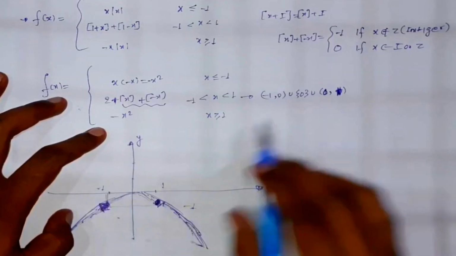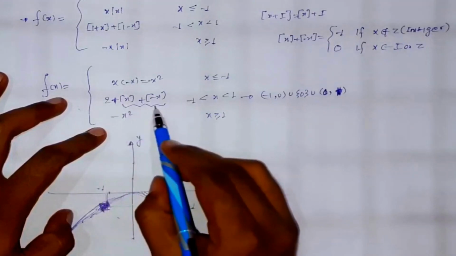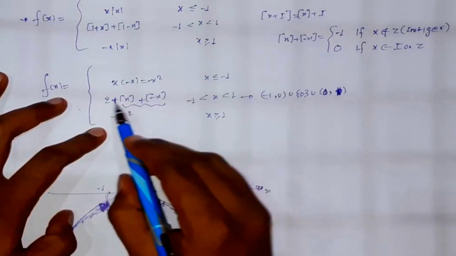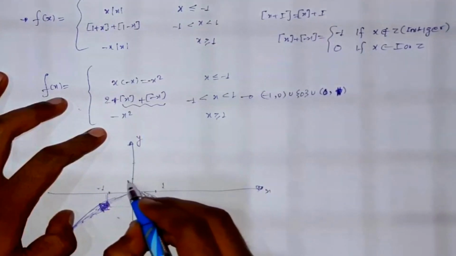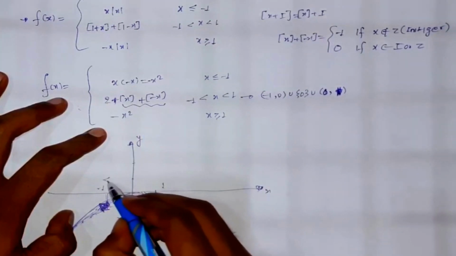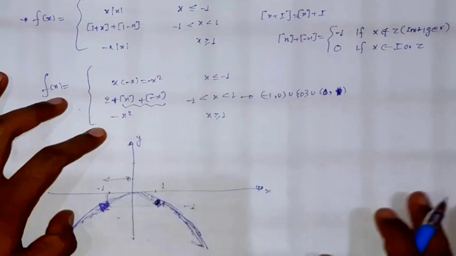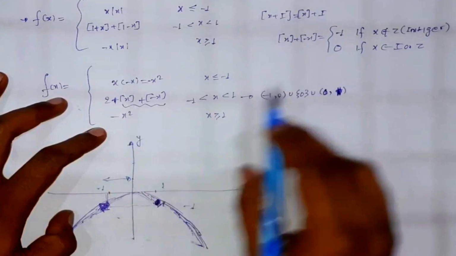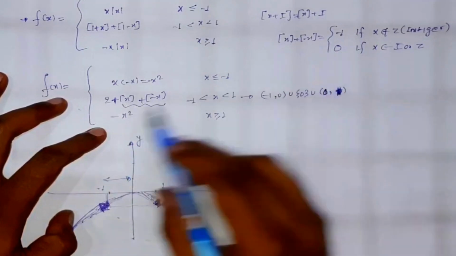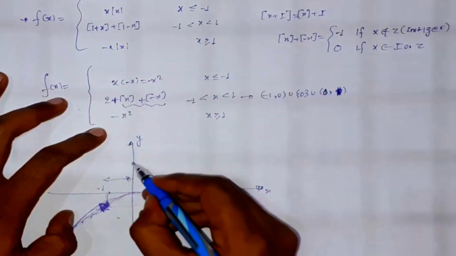So the value of this function, this portion, will be minus 1. So 2 minus 1 will be 1. So this will be like this. This will be like this. And at x equals 0, what will happen? 0, because this function will become 0. So 2 plus 0 will be 2. So this is the point, okay.